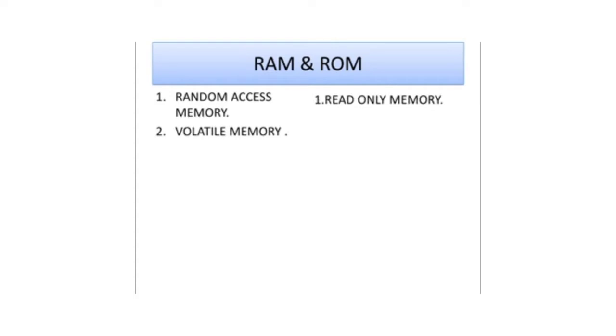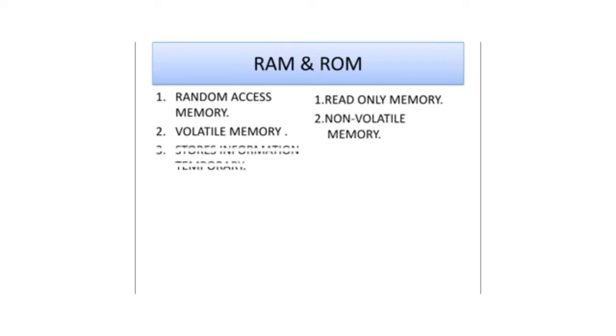RAM is a volatile memory. That means it can store the user's data or instructions along with the result produced by the system. Whereas in ROM, information can be stored in it, but it will be lost as soon as we turn off the computer or we turn off the power supply, right?